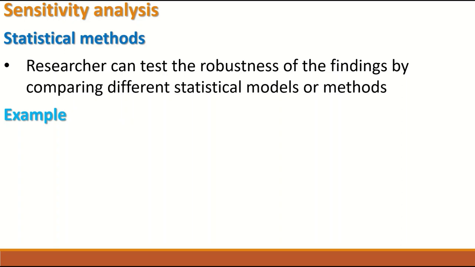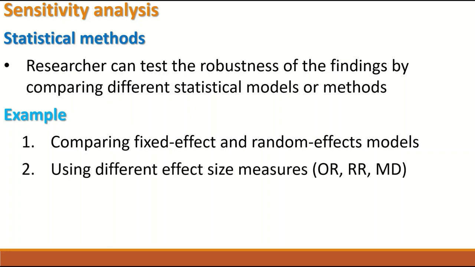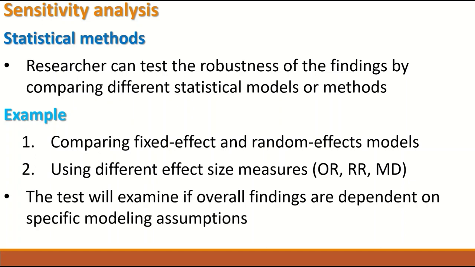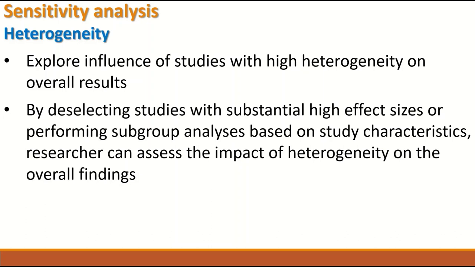The sensitivity analysis will allow the researcher to test the robustness of the finding by comparing different statistical models or methods. An example is comparing fixed effects and random effects models, using different effect size measures such as odds ratio, risk ratio, and so on. This test will examine if overall estimated effect sizes are dependent on the specific modeling assumption. The sensitivity analysis also will allow exploration of the influence of studies with high heterogeneity on overall results. So by deselecting those studies with substantially high effect sizes, or performing subgroup meta-analysis based on study characteristics, the researcher can assess the impact of heterogeneity on the overall finding.